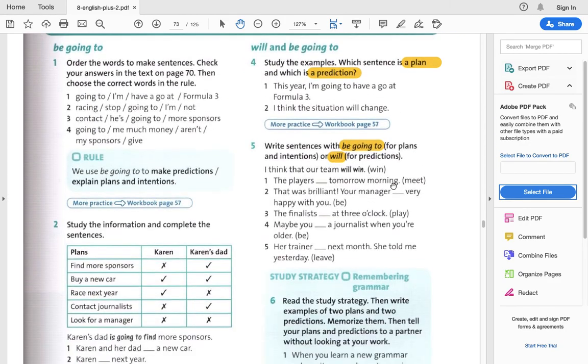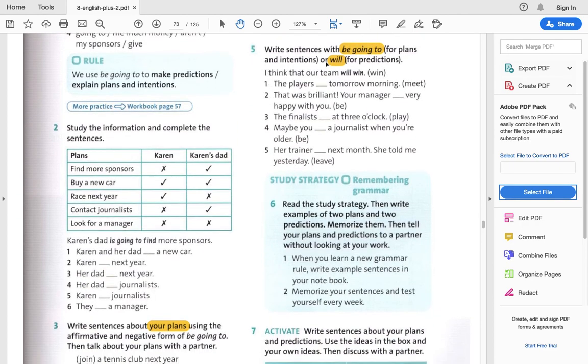All right, let's go above. Exercise 4, will and be going to. In this exercise, you need to tell which one is a plan from these two sentences and which one is a prediction. As easy as that, as simple as that. And exercise 5, you need to write sentences with be going to for plans and intentions, and will for predictions. Thank God, it's not an am, is, are exercise. When it's an am, is, are exercise, they say am, is, or are. Sometimes students use or as the verb be and try to put it somewhere in the blanks. So it's just about be going to and will, so use each of them for predictions or plans correctly.